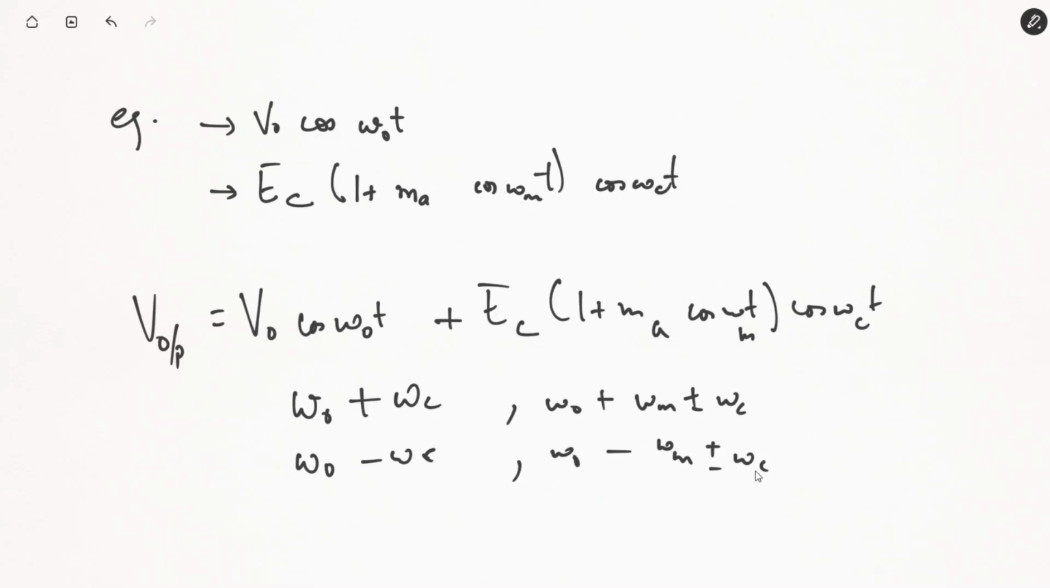Fine. Now this signal is getting passed on to the filter. Now our filter will be tuned to a particular frequency. It will be, say for example, tuned to omega naught plus omega c.